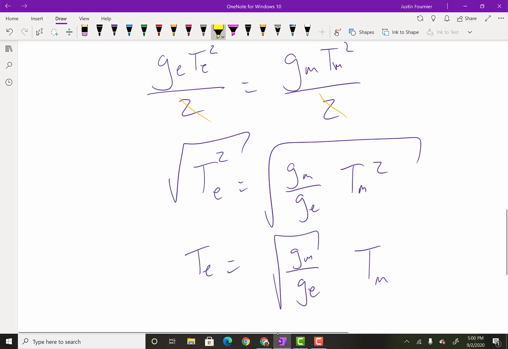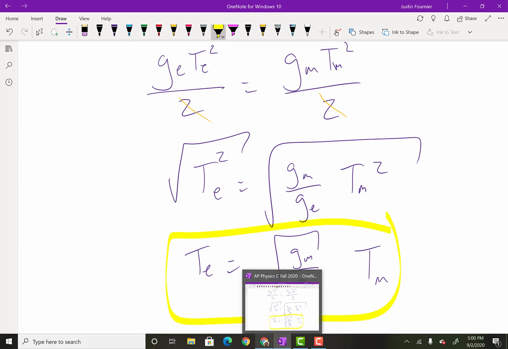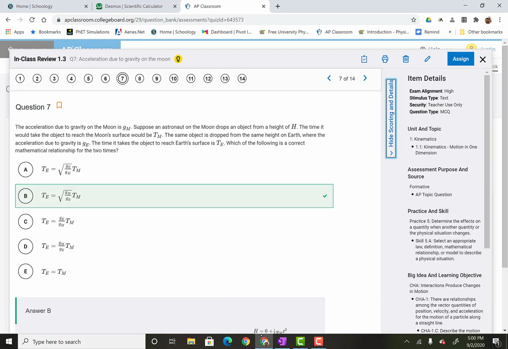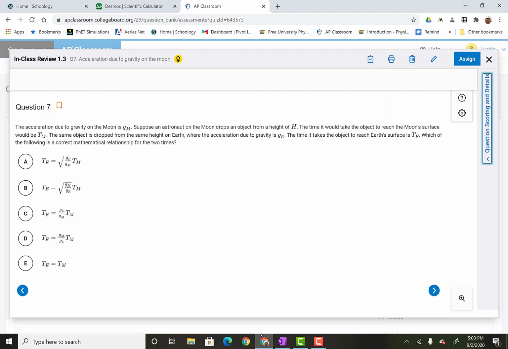And there you go. So that's the relationship, which is m over e, which is b. So it should give us b. Let's see if that's true. Boom, yay! All right.